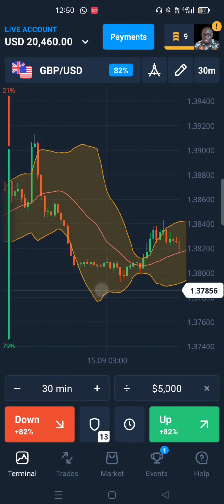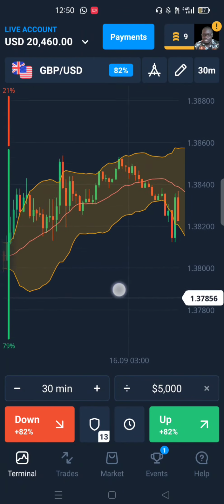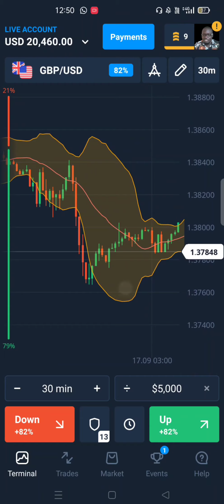This was just to introduce you to some of the best indicators that are available on the platform, and that is just what we'll do.